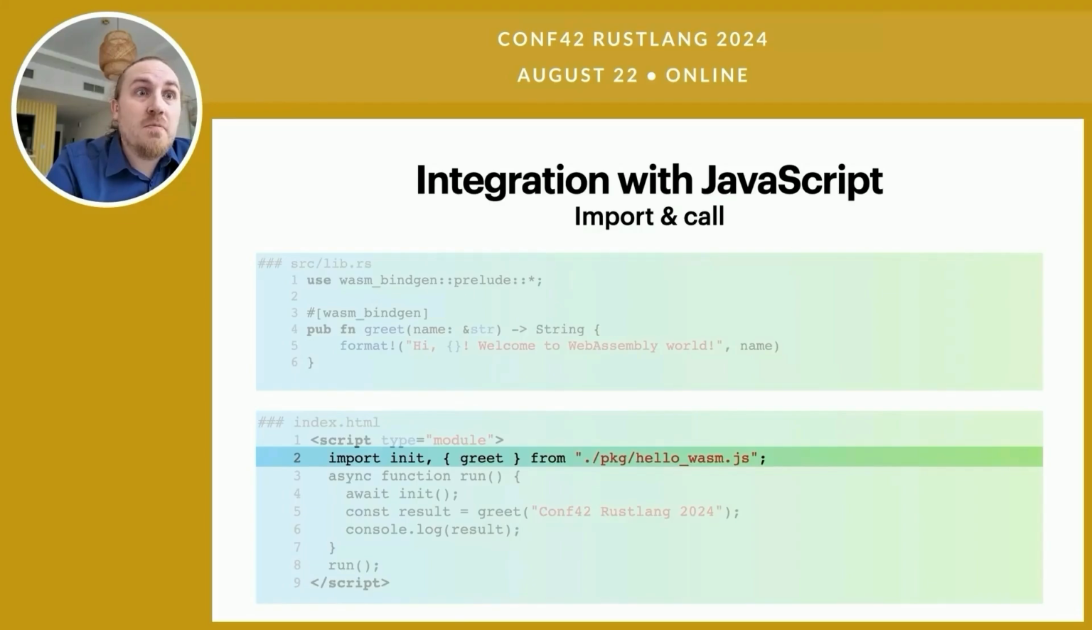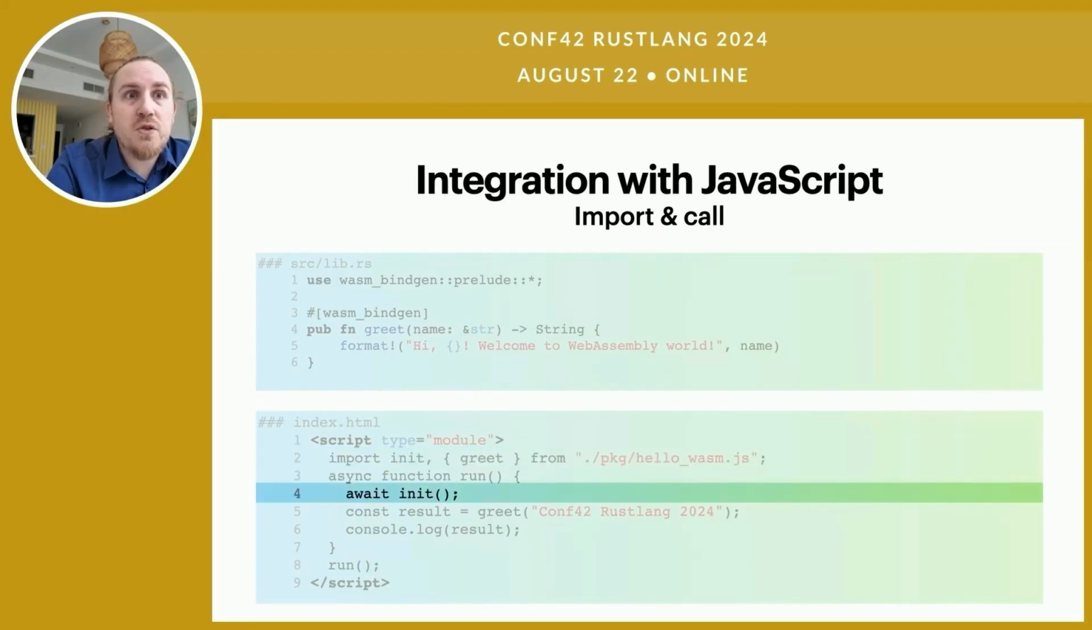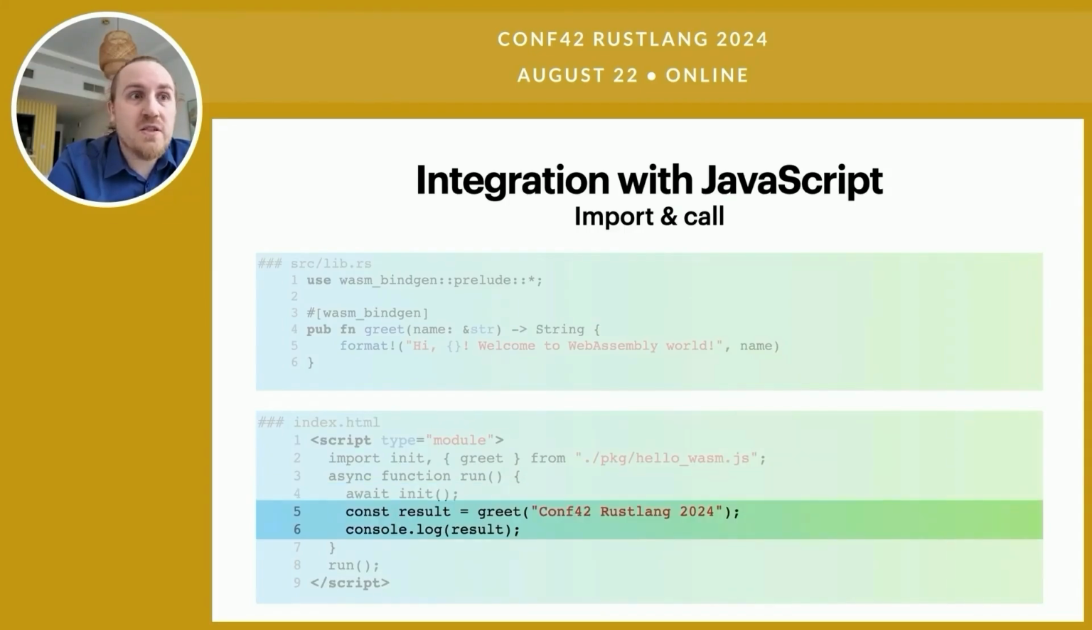There are two functions imported here. The first is init, which we need to connect the WASM file to our code, and the function named greet, which refers to a function we have written in Rust. To start working with WASM, we need to call the init function, and after it finishes, we can start calling our methods.